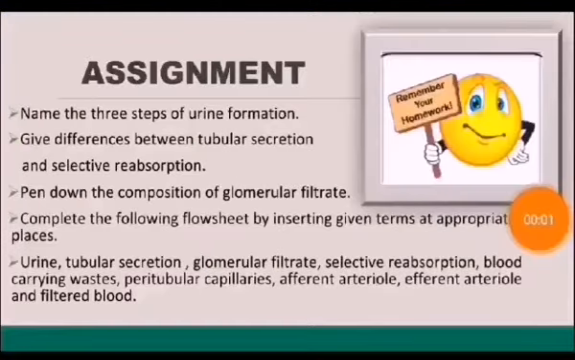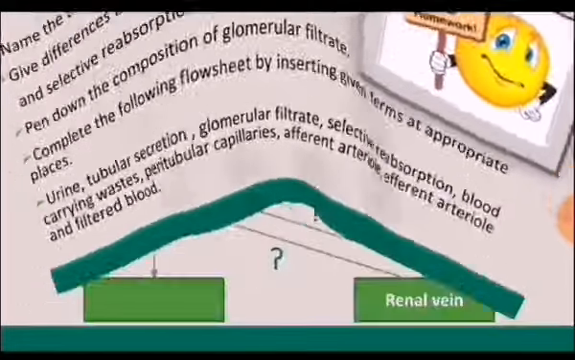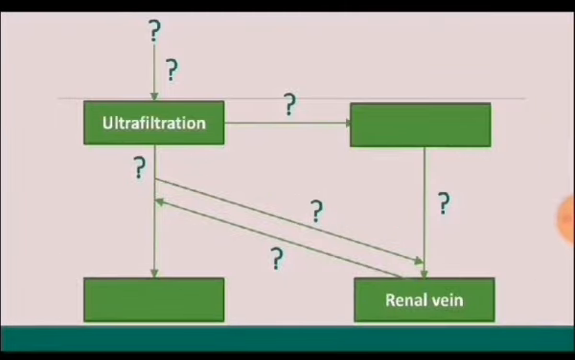You have to do your assignment on rough sheets. Name the three steps of urine formation. You have to provide differences between tubular secretion and selective reabsorption and the composition of glomerular filtrate. The 9 terms are given. There is a flow sheet in the next slide. You have to insert these terms at their appropriate places.